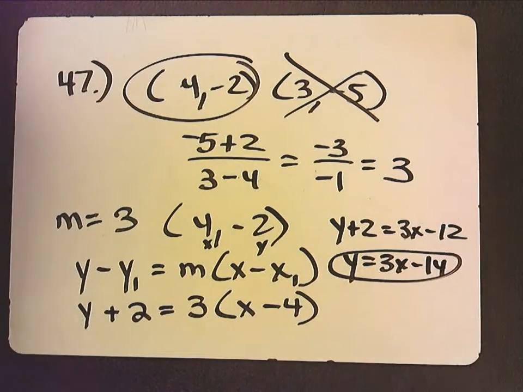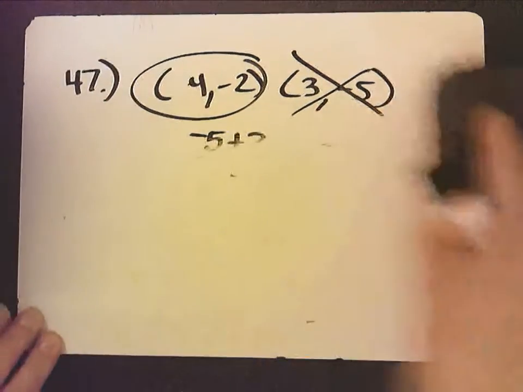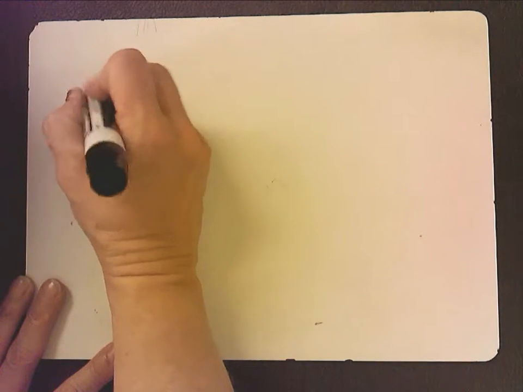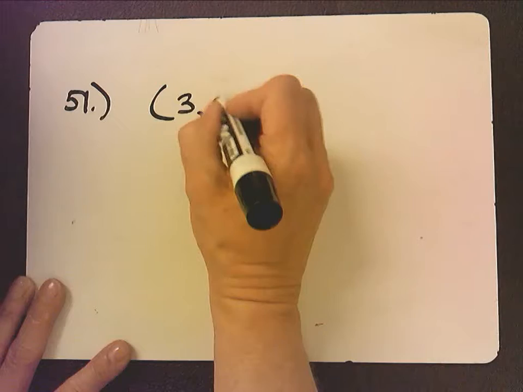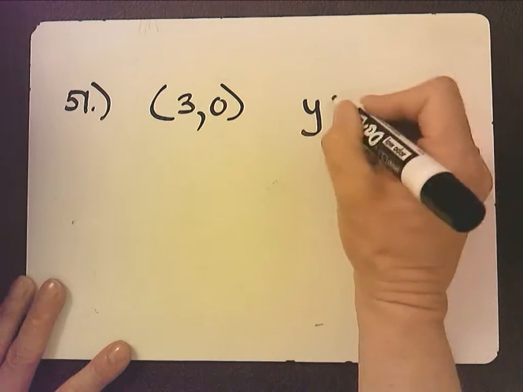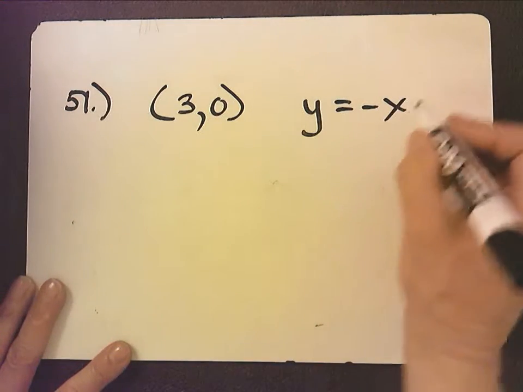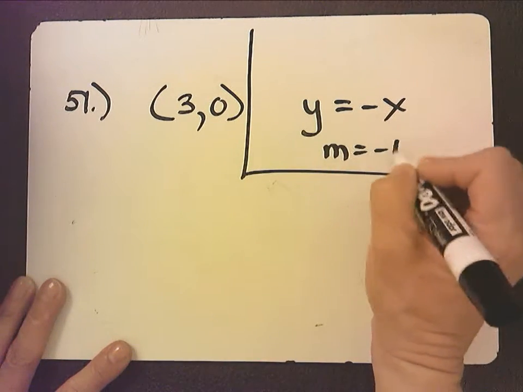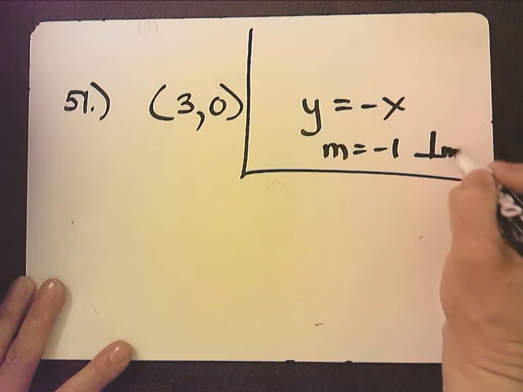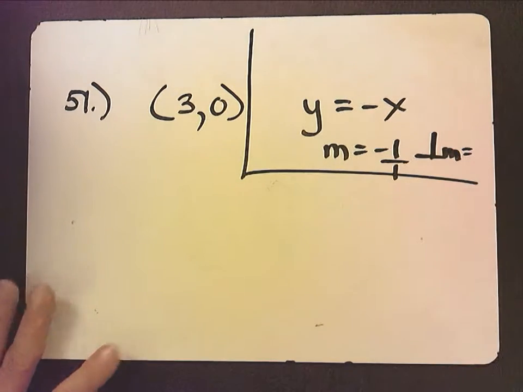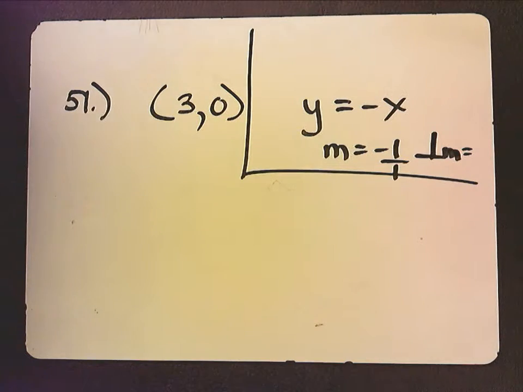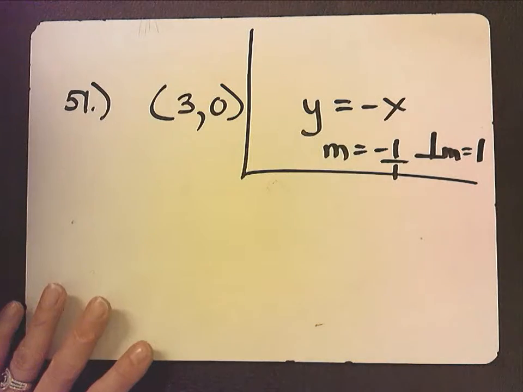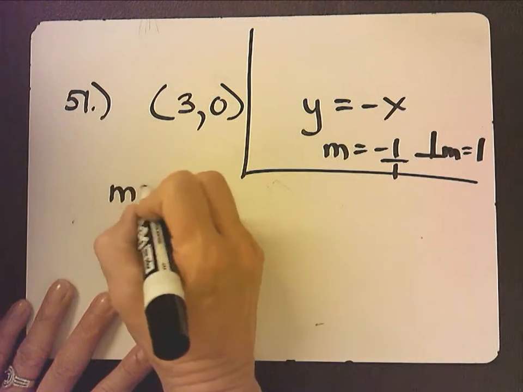Okay, now let's look at number 51. 51 says it goes through the point 3, 0, and it's perpendicular to the line y equals -x. Well, the first thing you do is you find the slope of this line. This slope is -1. The perpendicular slope would be the opposite reciprocal. Well, 1 over 1 is the same as 1 over 1, so all we're going to change is the sign. So the perpendicular slope would have a slope of 1.